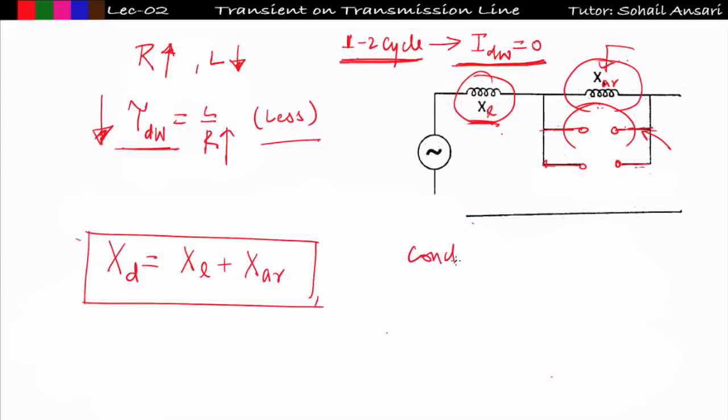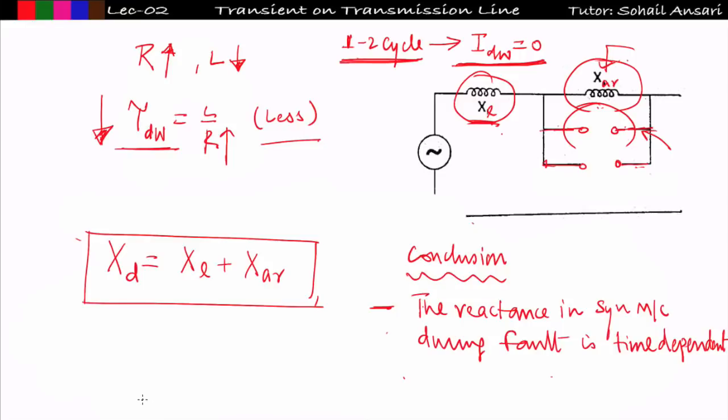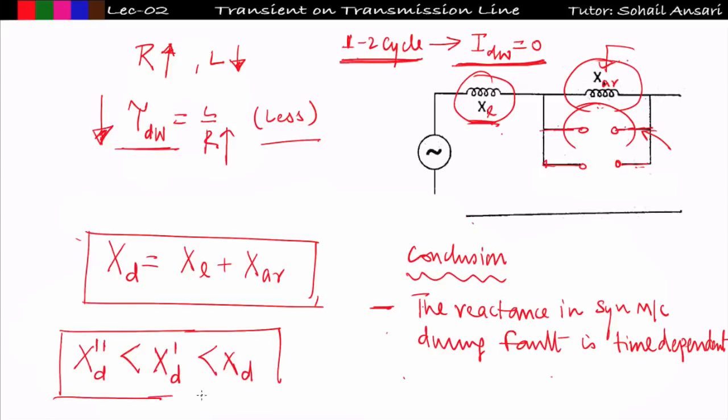The conclusion is whenever a sudden fault occurs in a synchronous machine, or you can say alternator, then the reactance produced inside the synchronous machine will be time dependent. What do you mean by this? This means when a fault occurs in the system, then in between 1 to 2 cycles, the reactance produced by the synchronous machine will be Xd double dash, which is less than Xd dash, and which is less than Xd. Means overall I can say as time passes, the reactance of the synchronous machine will increase, and it will move to the steady state.